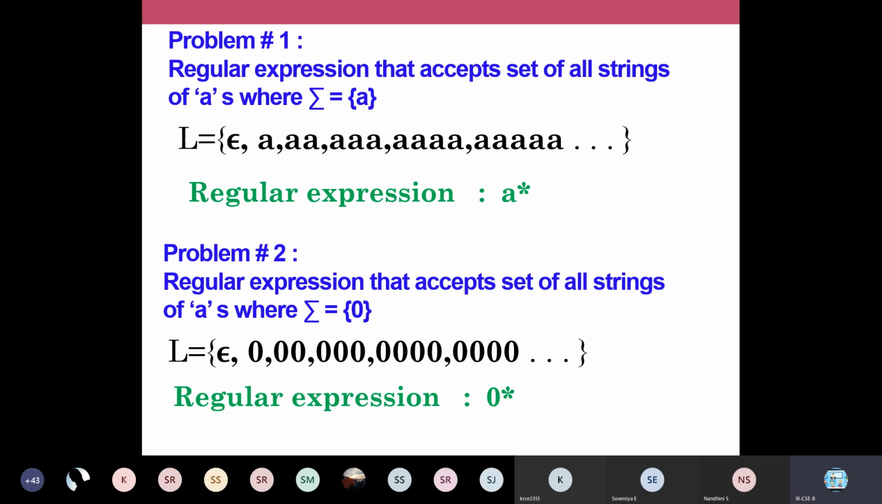So a closure operator star denotes 0 or more occurrences. Is the voice not clear? Some of you have told me. Am I audible clearly? One of you confirm, am I audible? Yes, ma'am. Okay. Star denotes 0 or more occurrences.